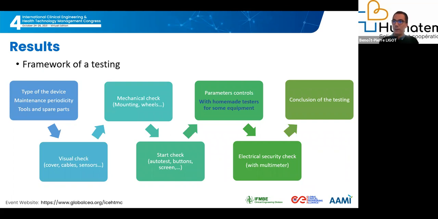The framework of these alternative tests is done step by step. So we start with the type of device, the periodicity of the maintenance, and the tools and spare parts required for the test. Then we do a visual check, mechanical check, start check, and then we get to the parameters control, which is generally the most complex part and sometimes requires a homemade tester. So this handbook also integrates procedures to help build these homemade testers with simple and available components in order to be sure that technicians will be able to build them. Then the test continues with an electrical safety test and the conclusion of the test.